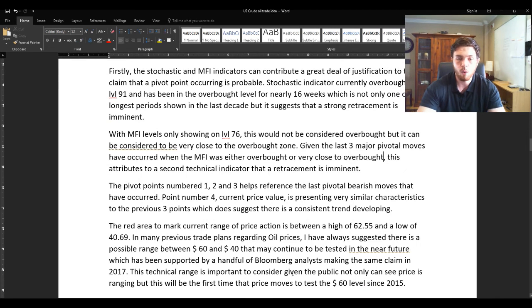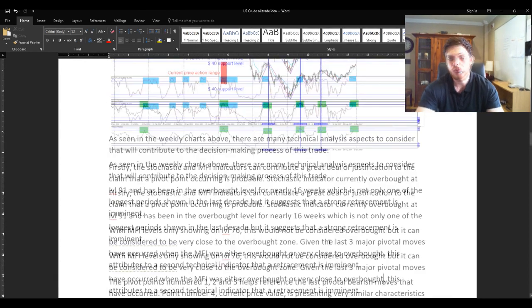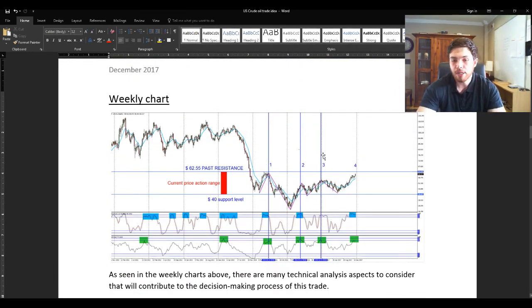The pivot points numbered 1, 2, and 3 help reference the last pivotal bearish moves that have occurred. Point number 4, the current price value, represents very similar characteristics to the previous 3 points, which suggests that a consistent trend is developing. What I'm basically saying here is that in the previous 3 occasions, we've seen very similar trends form between price action, the stochastic, and the MFI. And now on point number 4, we're seeing the same sort of trend developing. So obviously that contributes to the high probability of this trade opportunity.